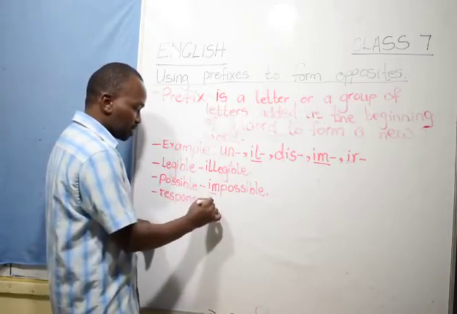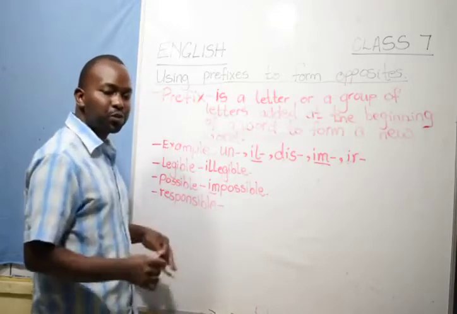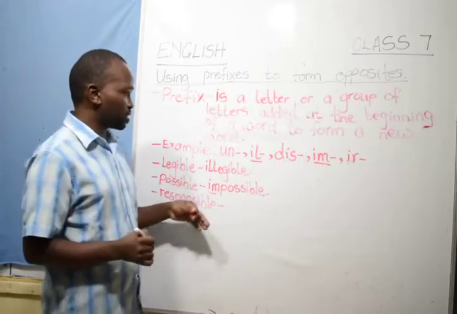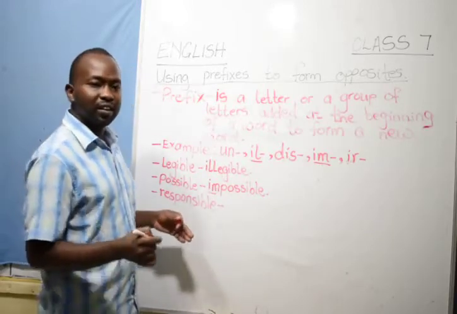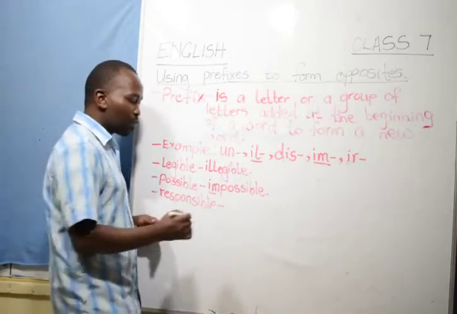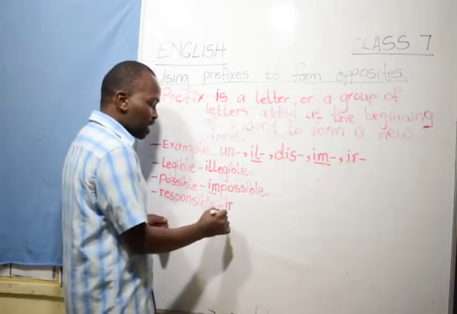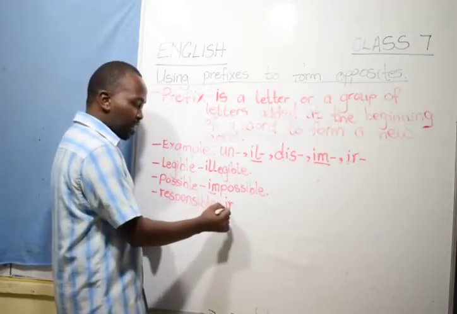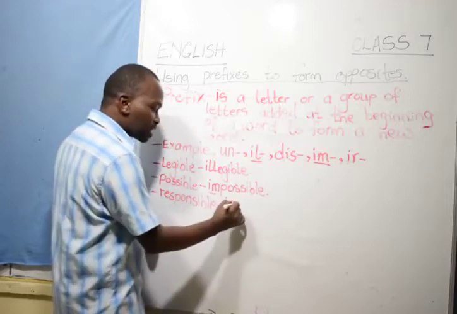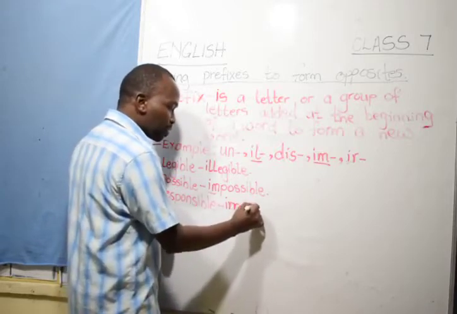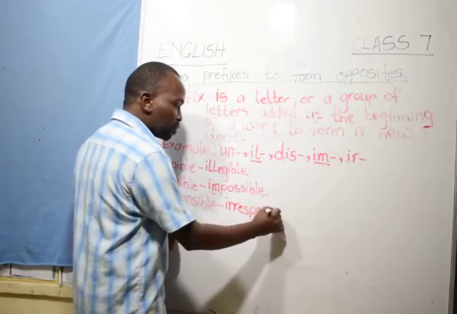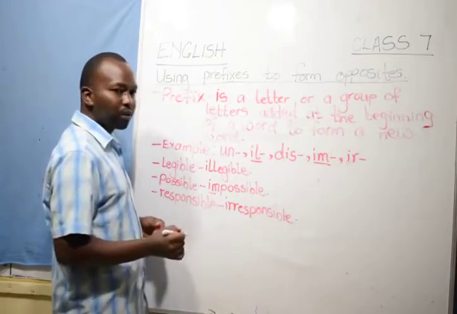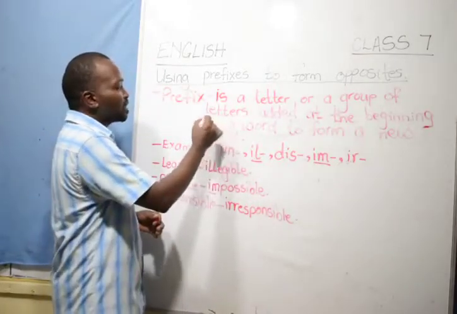Alright, we have another word, for example, responsible. You are a responsible pupil. What if you are not responsible? What will be the opposite? Somebody try? Very good. The word will be ir. We shall use the prefix ir before the word responsible. So we write ir, then the word itself, responsible. Therefore, the word is irresponsible.